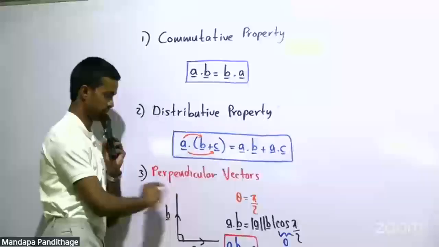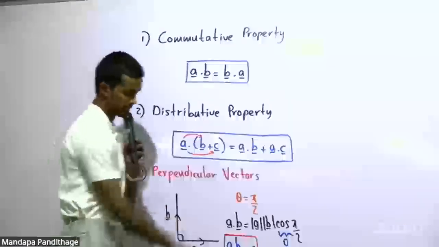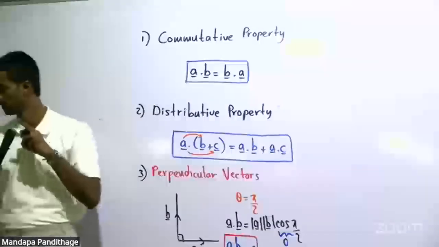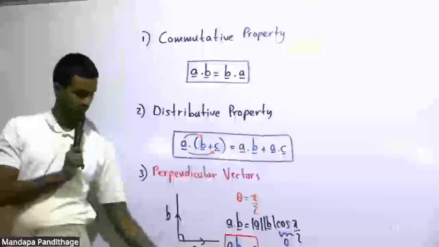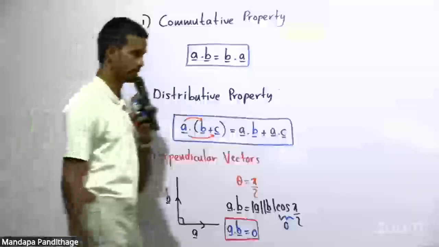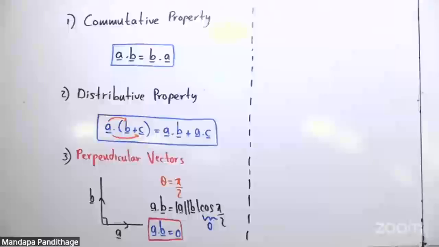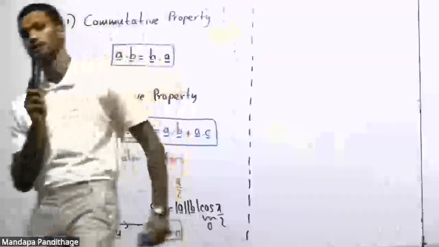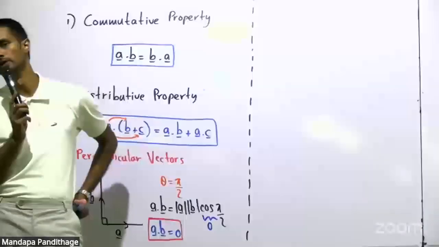Okay, then, you have written this: perpendicular vectors first. Then draw this diagram and get the result A dot B is equal to 0, to show that two vectors are perpendicular. Give me another name for perpendicular.